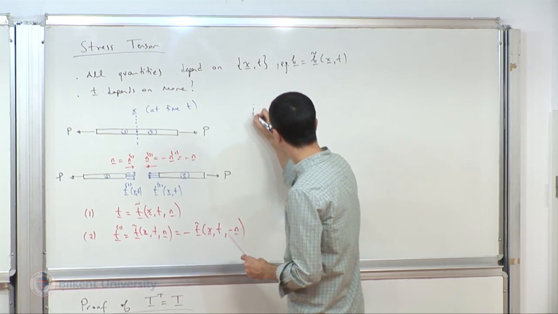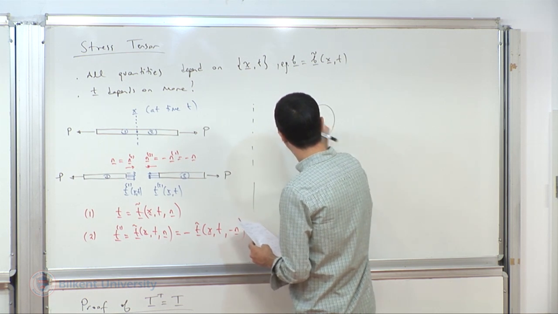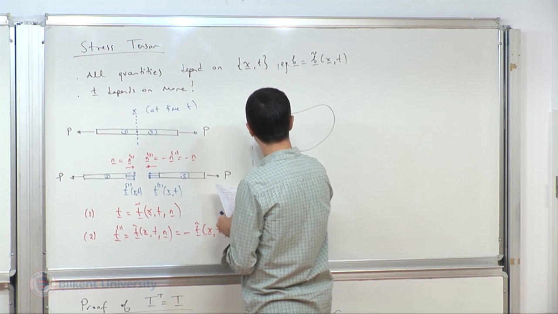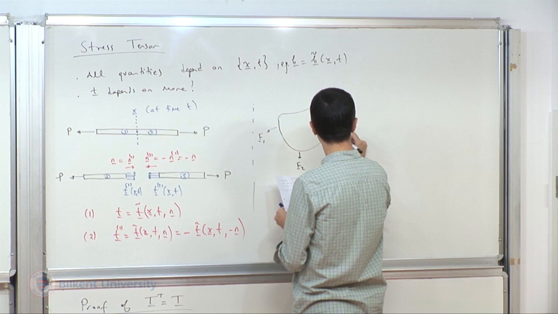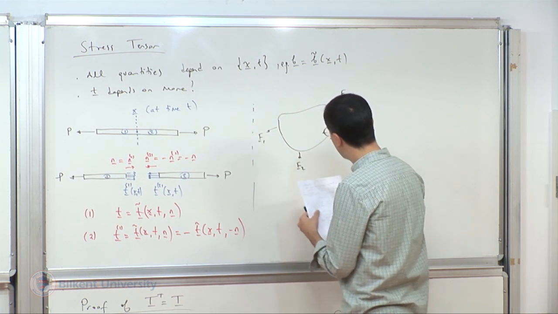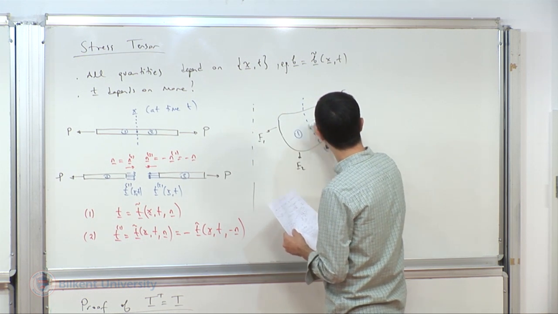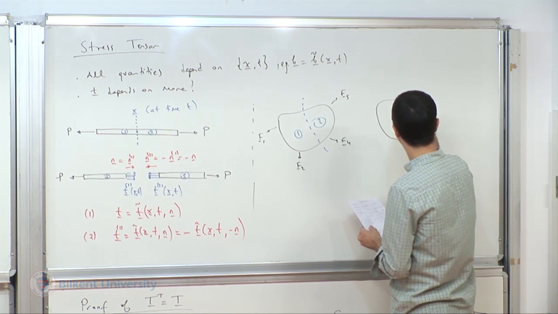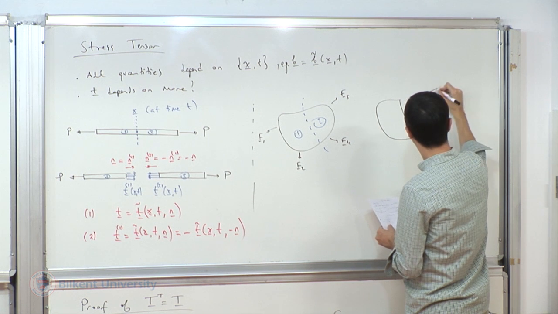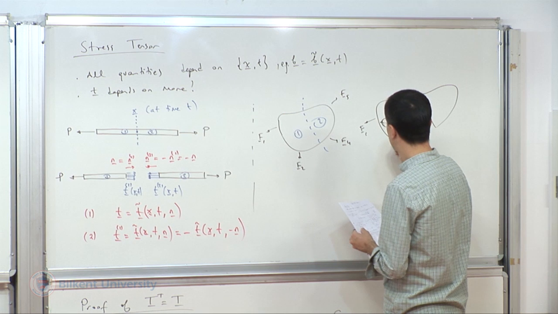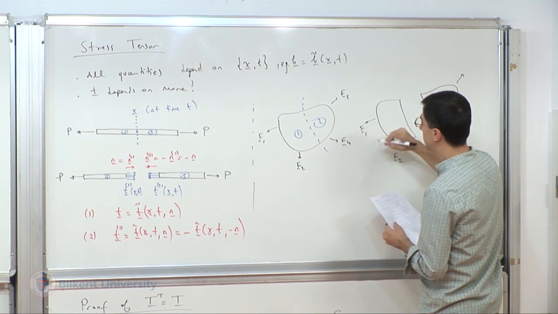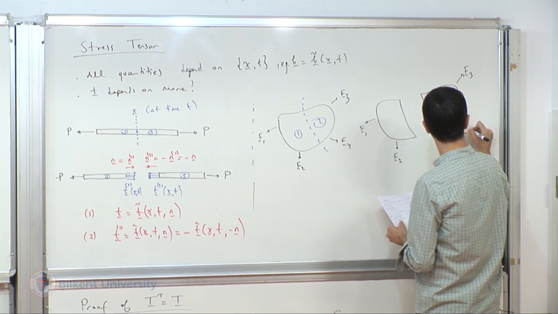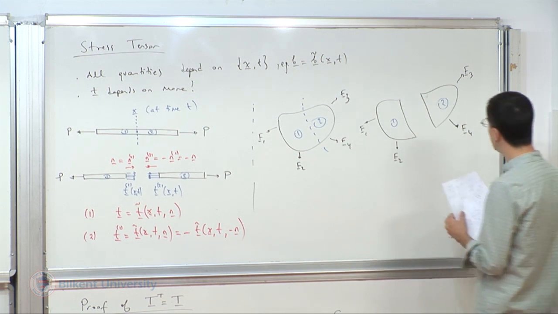And that general picture is, suppose I have some object, and I apply some forces to that object. So F1, F2, F3, F4, F5. And now I take a free body diagram of the two pieces that lie to the left and right of an arbitrary cut. So this is the left portion. That's the right portion. That's body one, or portion one of the body, portion two of the body.